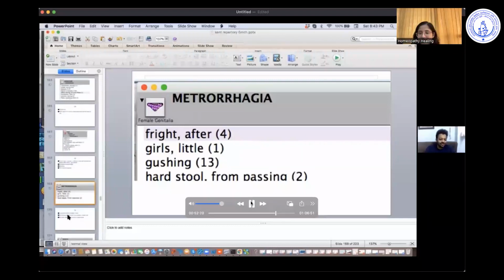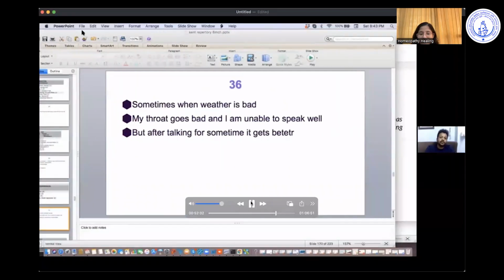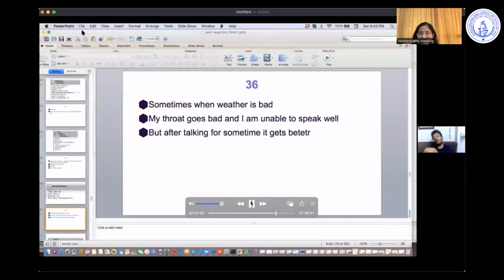Let's go ahead. Doctor, whenever the weather is bad, my throat gets very much affected, but I'm unable to speak. But after talking for some time, then my voice gets better. The hoarseness improves.